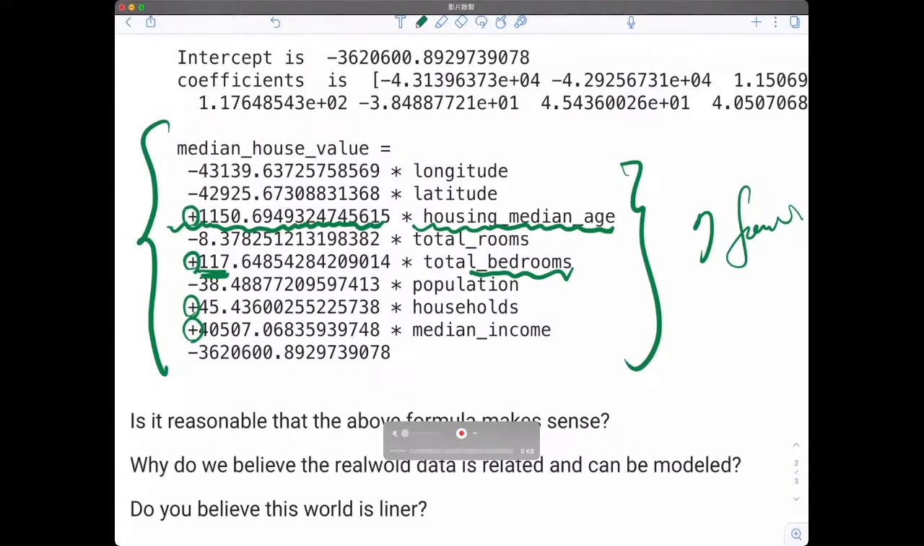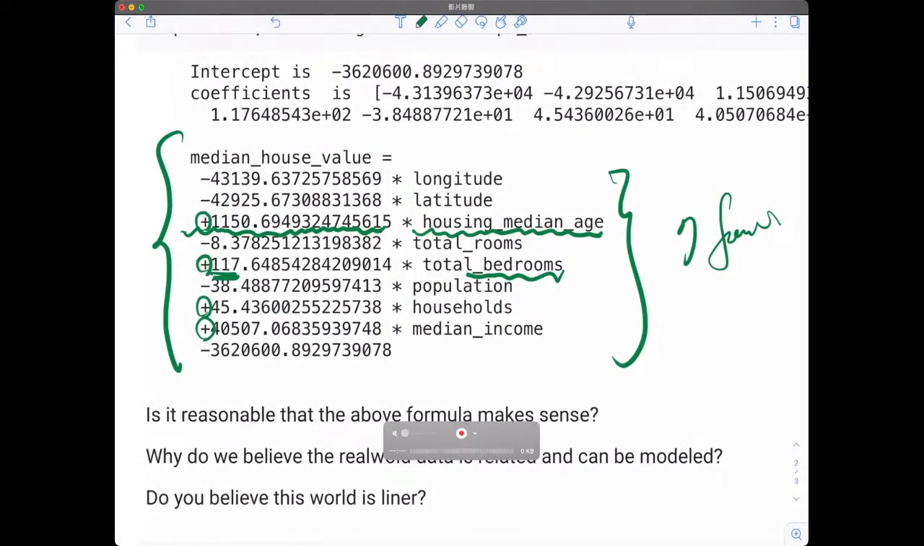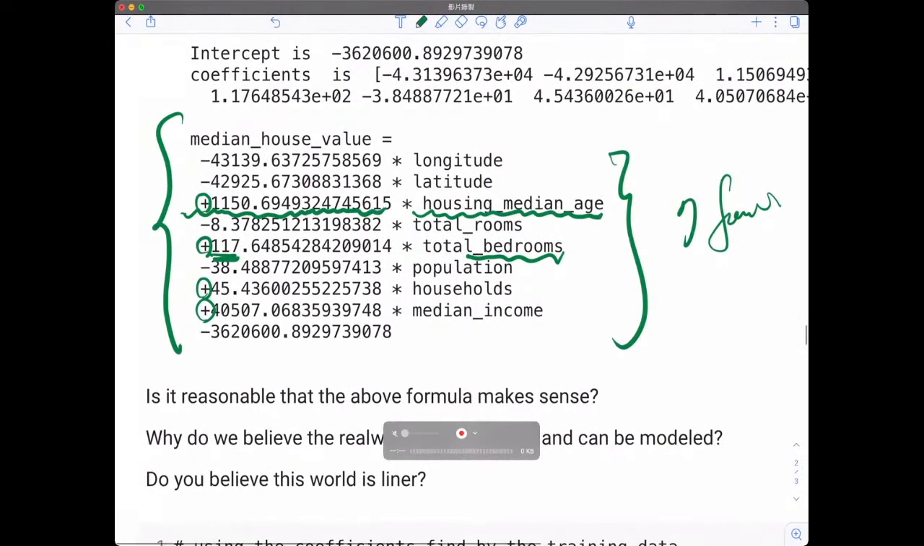But every time you do this kind of analysis and the linear regression result shows something like that, you have to think about whether it makes sense. Make sure you think about it before you announce those results. I don't have a correct answer, but you have to think about it yourself. Why do we believe that real world data is related and can be modeled like that? Do you believe this world is linear?